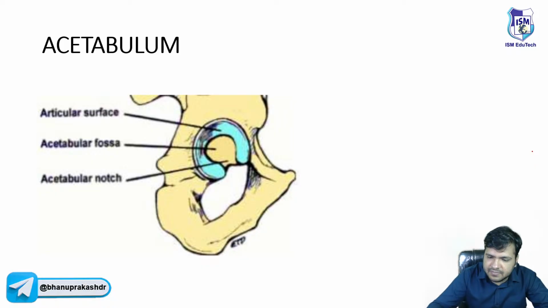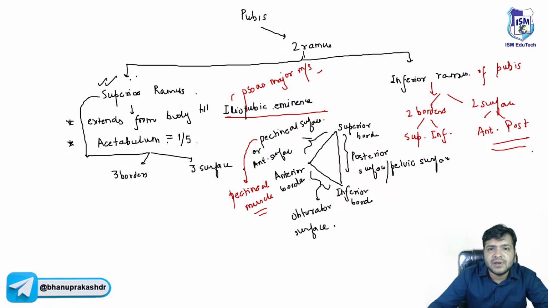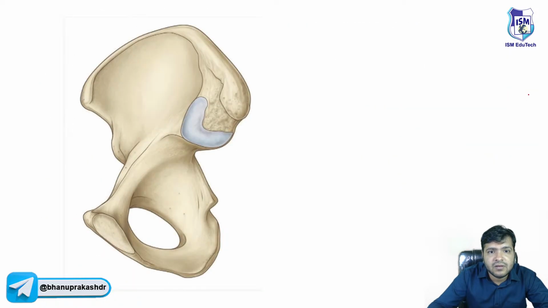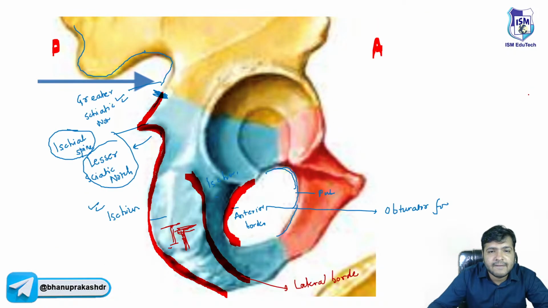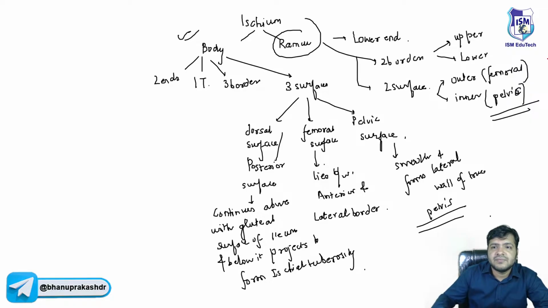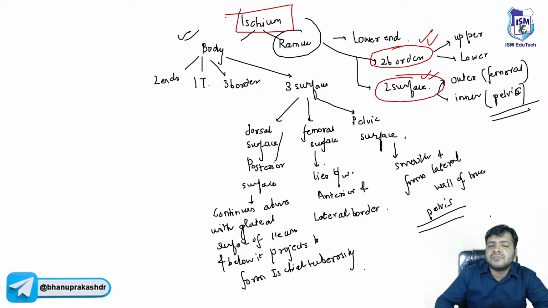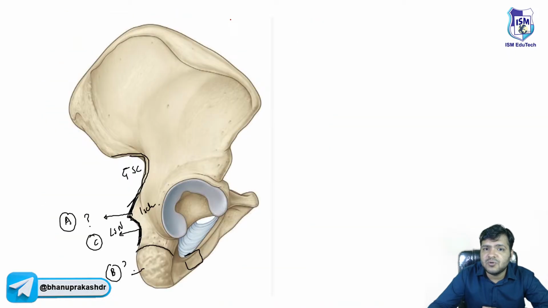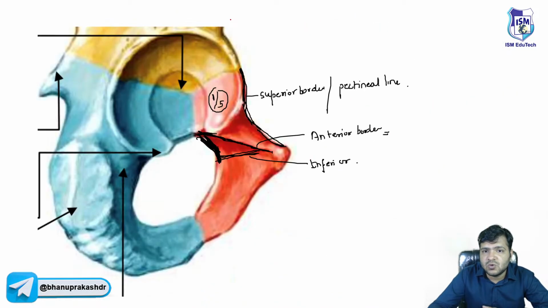Ramus of the ischium, yes, here it is, beta. You are asking about the ramus of the ischium; I have written the ramus of the ischium here. Yes, the ramus of the ischium again has two borders and two surfaces. Ischium also I have completed in two slides, okay, with all the muscles and ligaments which are there over here, and pubis also I have compiled in two slides.